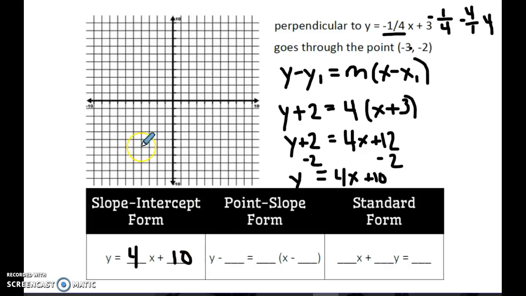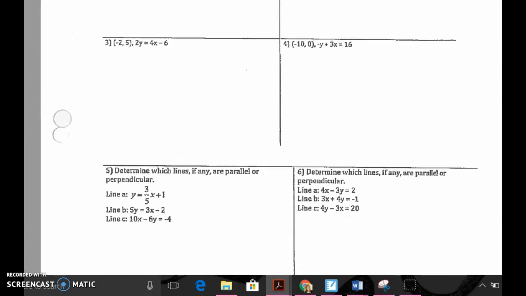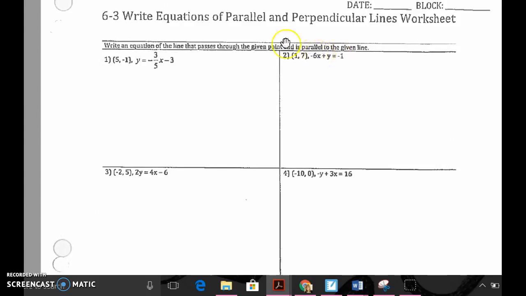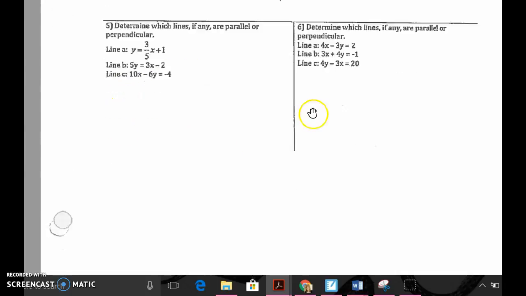So hopefully going through that example will help you with the sheet that some of you need to do. I'll show you that. So this is the sheet I handed out in class on Wednesday, January 10th, that I wanted you to complete and have done by Tuesday the 16th. And so you need to be able to write an equation of a line that passes through the given point that's parallel. Parallel is going to have the same slope. You're going to have to determine which lines are perpendicular and parallel.